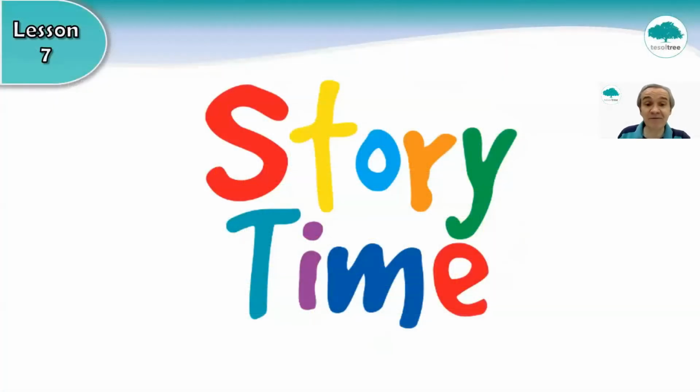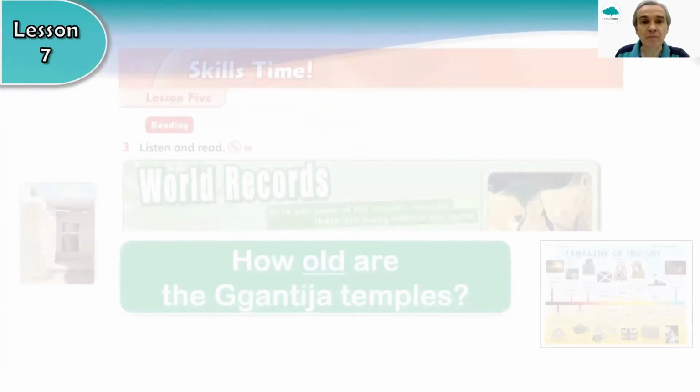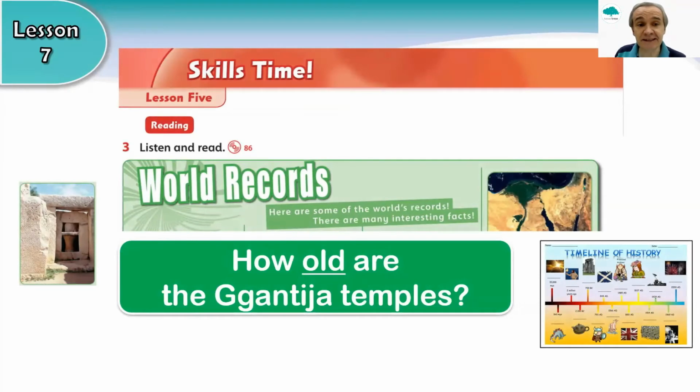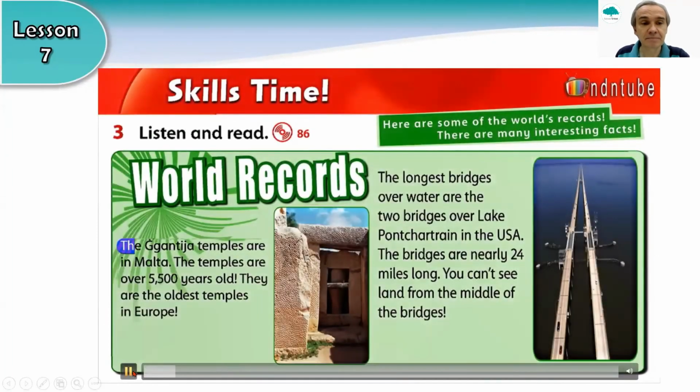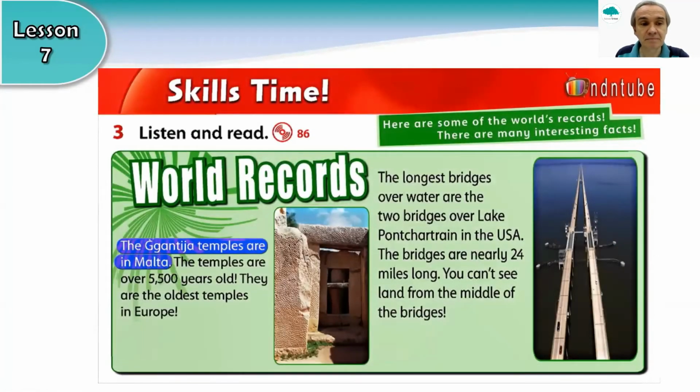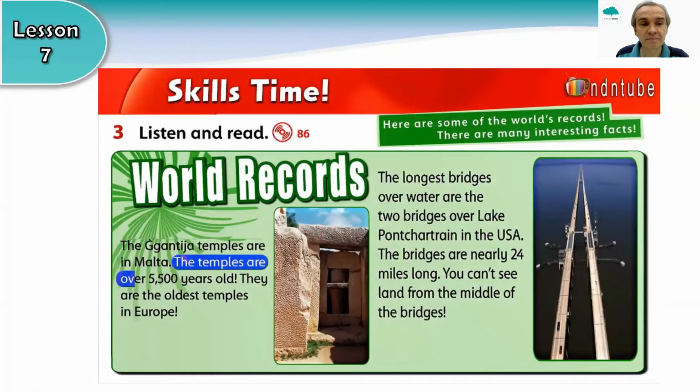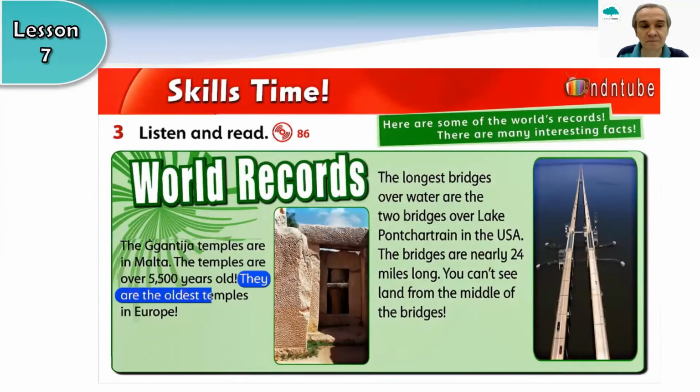Okay, so now it's time for story time for today. And today, we're going to listen and read about world records. Now, the first question here we have is, how old are the Gigantia temples? Now, let's have a read and find out. The Gigantia temples are in Malta. The temples are over 5,500 years old. They are the oldest temples in Europe.